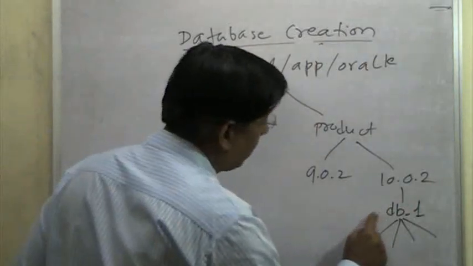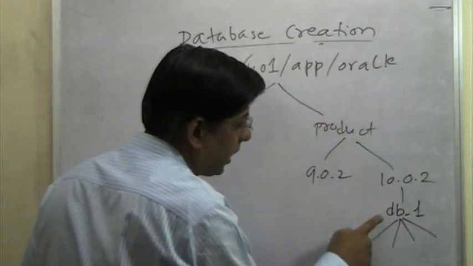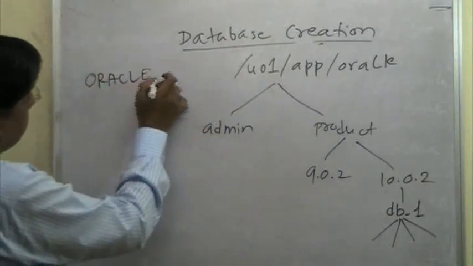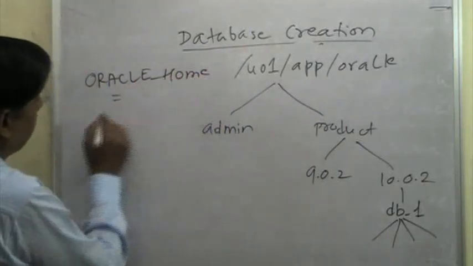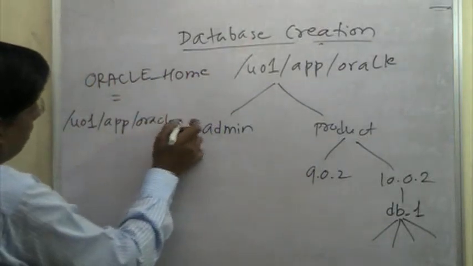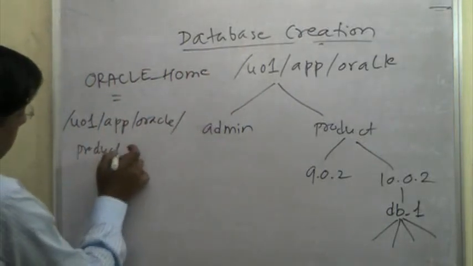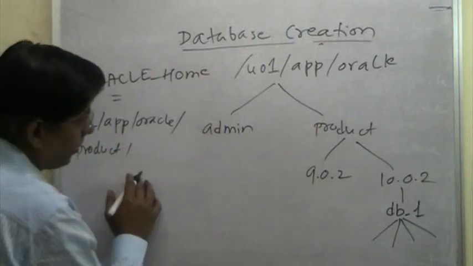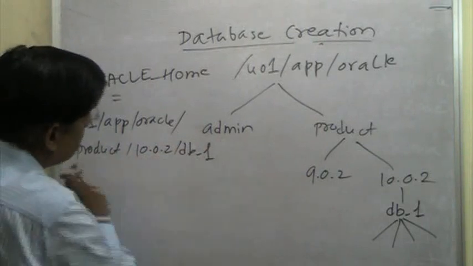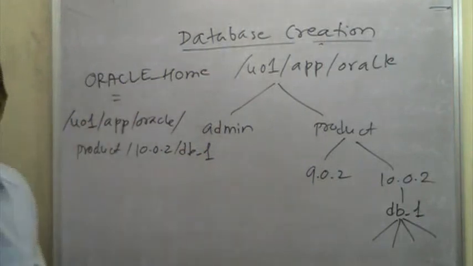So this directory now, finally, u01 app oracle /product /10.0.2 /db1 is now called by a different name, Oracle Home. Oracle Home is equal to, I will write it down here, u01 app oracle / since I don't have space here, I will write it down here, /product /10.0.2, let's say db_1. This is the value that should be set to the variable oracle_home.